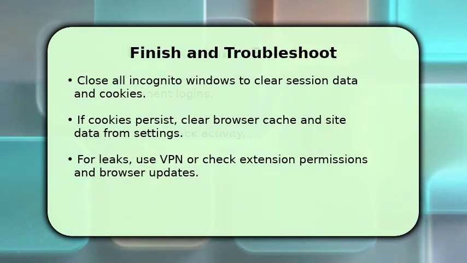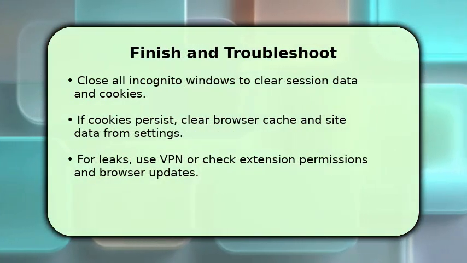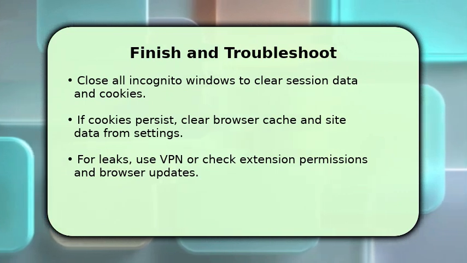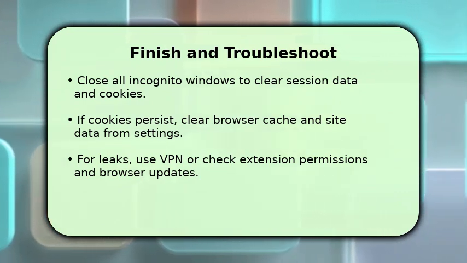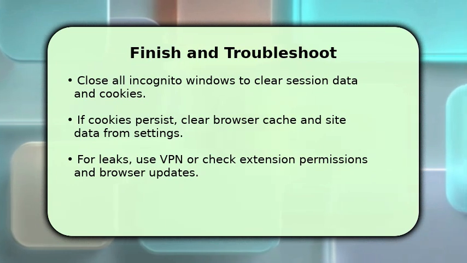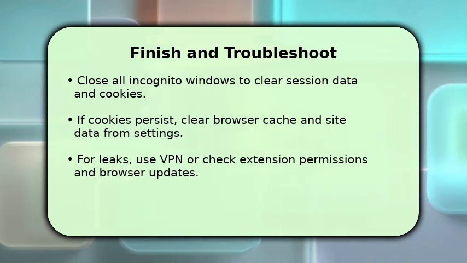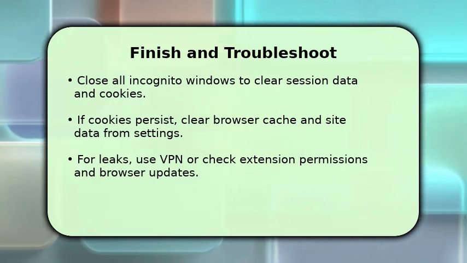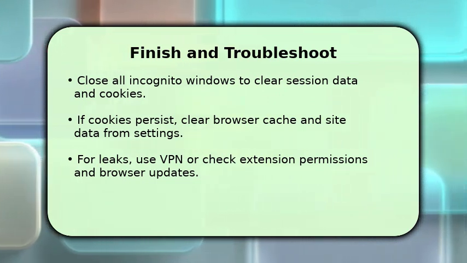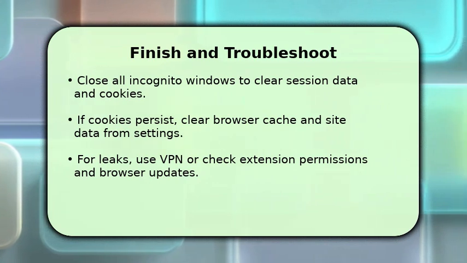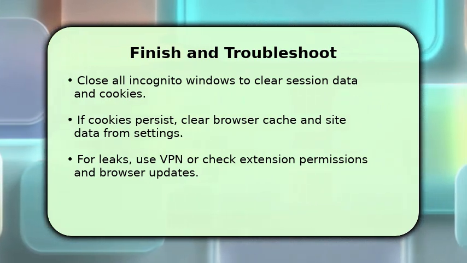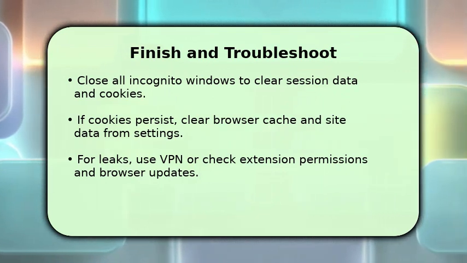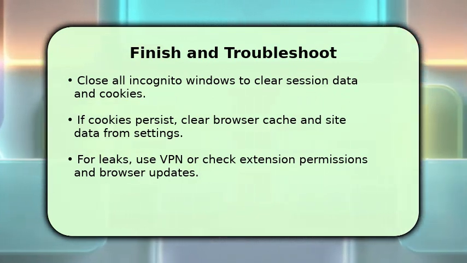To finish, close every Incognito window. That triggers deletion of session cookies and local storage for that session. If you notice saved logins or cookies still present, go to Browser Settings and clear cache and site data explicitly, then restart the browser. If pages leak identifying info, make sure extensions aren't allowed in Incognito, update the browser, or use a VPN for additional privacy. If a problem persists, reboot and repeat these steps to ensure a clean private session.